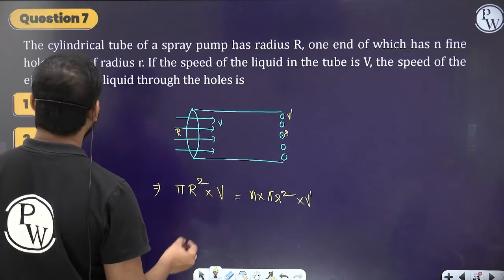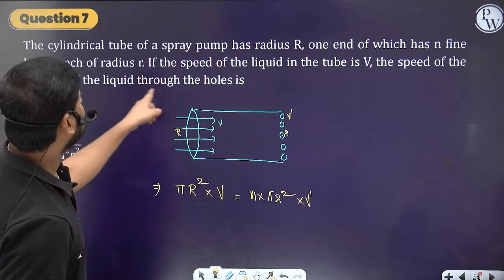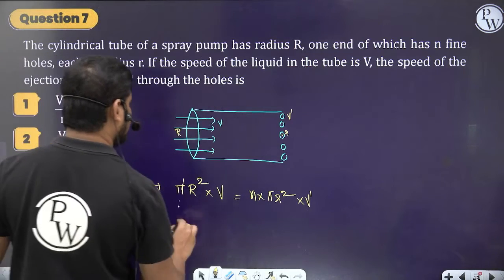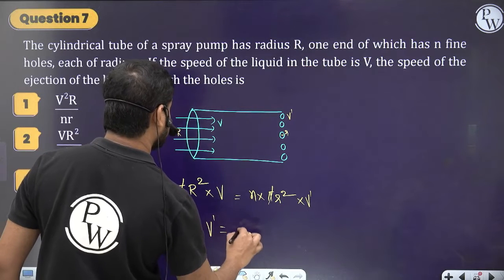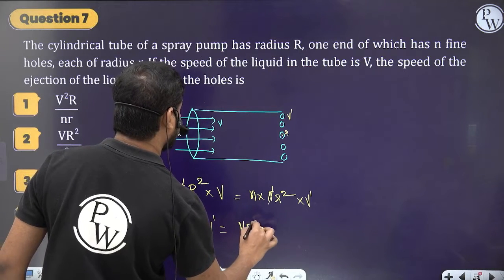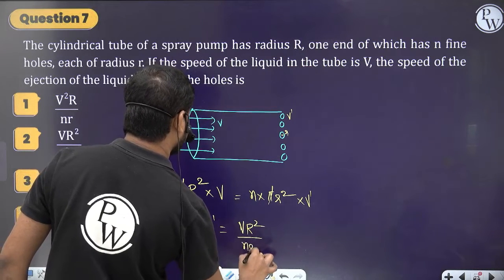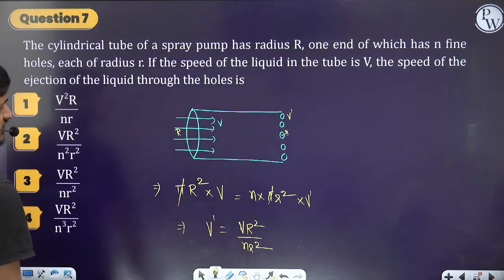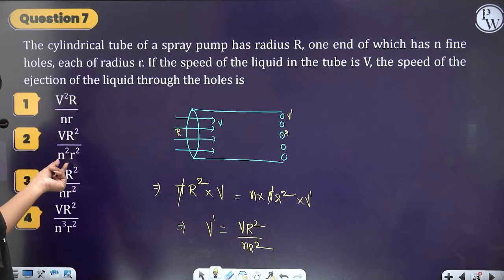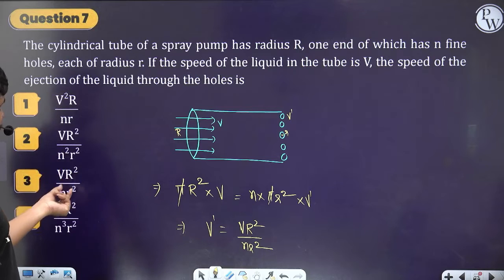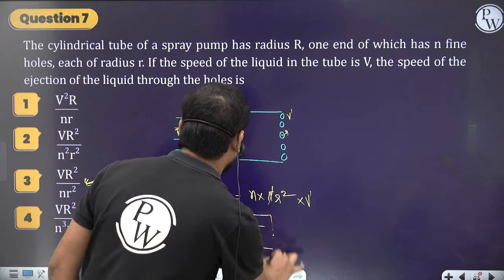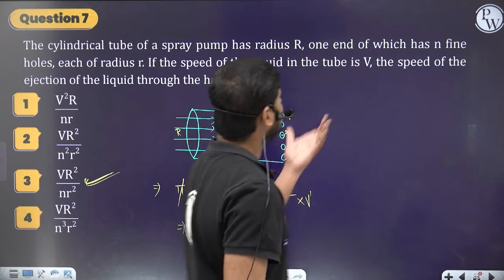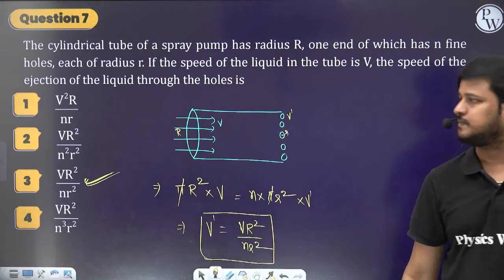So simply, they are asking what is the v dash. So pi gets cancelled, so v dash is equal to v r square by n r square. Is there any option like this? So v r square by n square r square, v r square by n r square. Option 3 is the correct one. Direct formula based. If the values are given, you can substitute the values also.